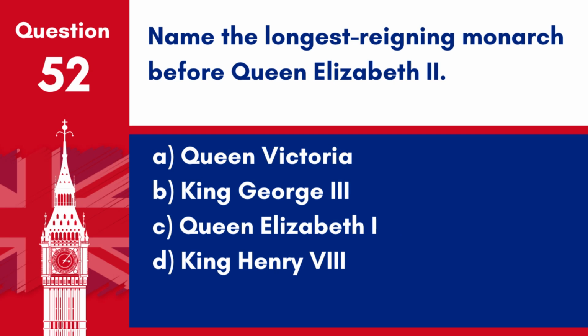Question 52. Name the longest reigning monarch before Queen Elizabeth II. A. Queen Victoria. B. King George III. C. Queen Elizabeth I. D. King Henry VIII. Answer: A. Queen Victoria. Queen Victoria was the longest reigning monarch before Queen Elizabeth II, reigning for over 63 years.